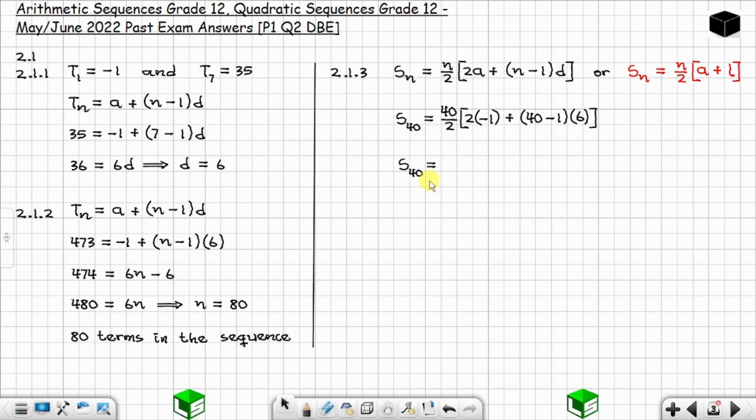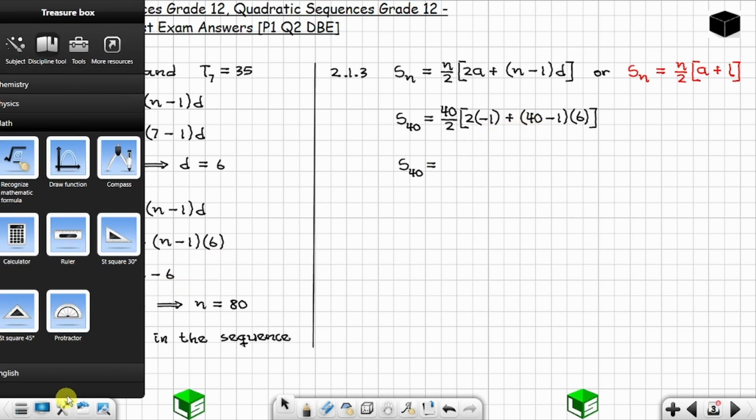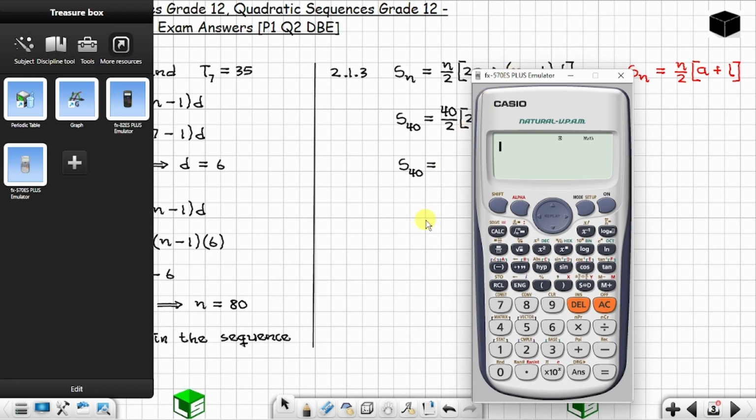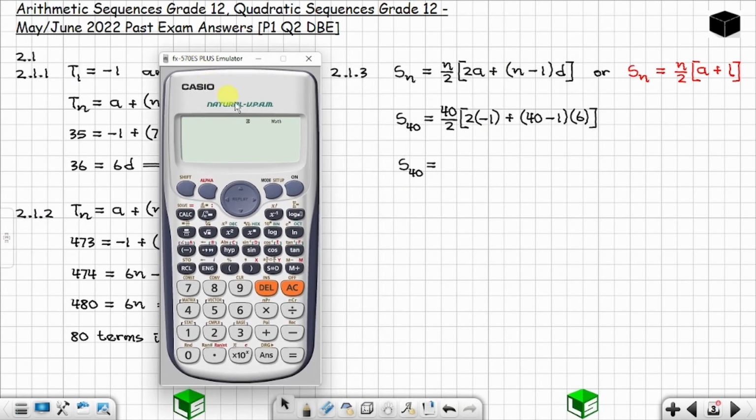Okay, now from here you need to plug this in your calculator, right? And so you can get the answer. Okay, I'm going to use my emulator. So this is my emulator. If you need it, please check the playlist, the one saying educational software. You're going to find a video which will show you how to download this software on your PC. So I'm going to use my emulator to calculate S40.